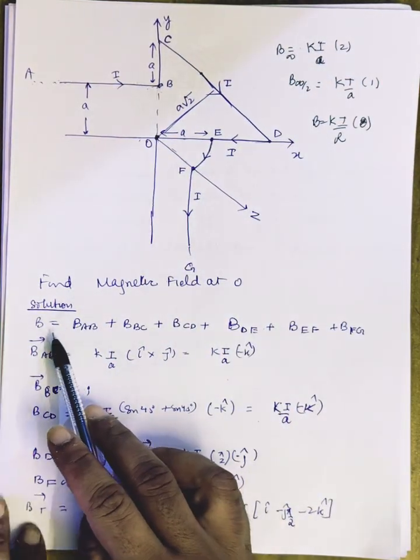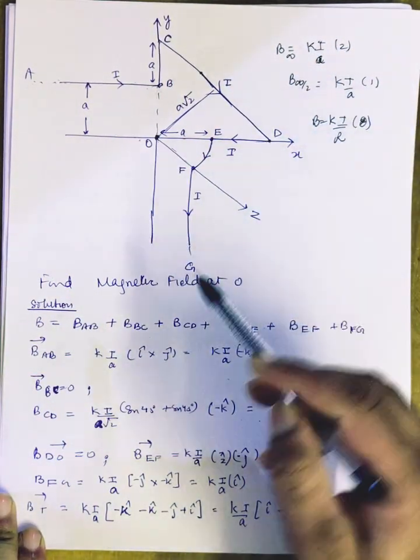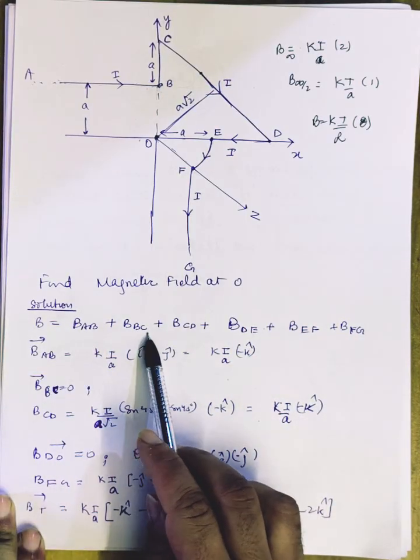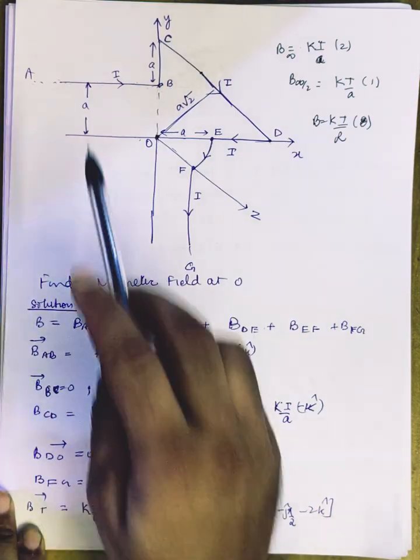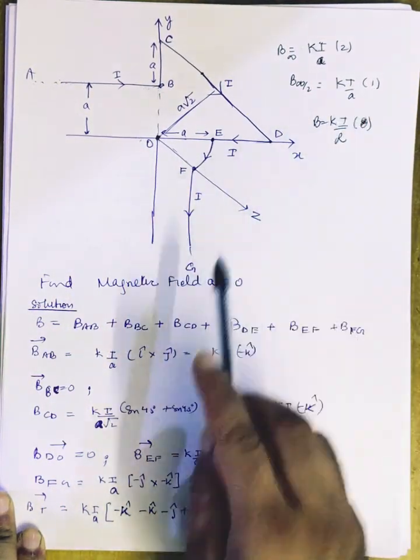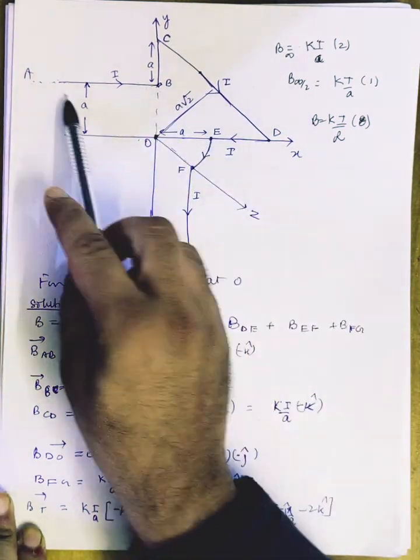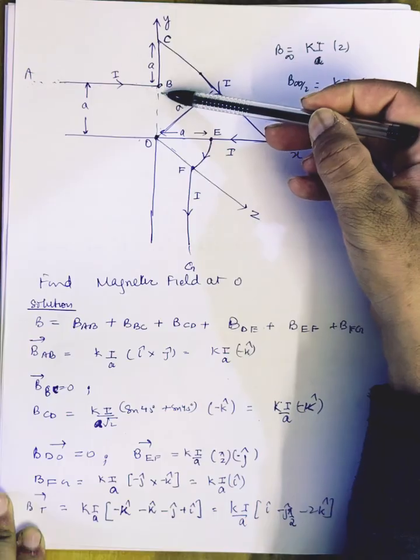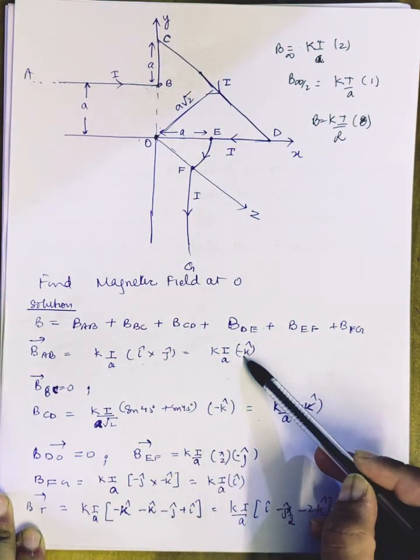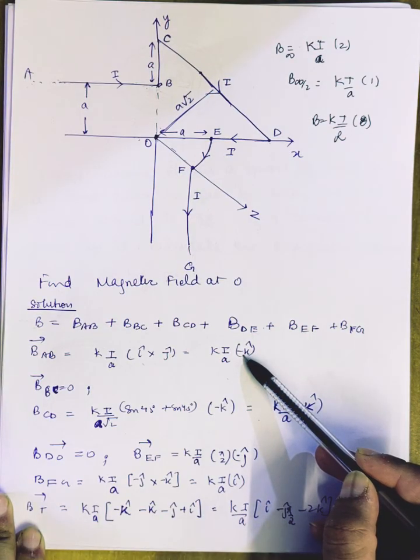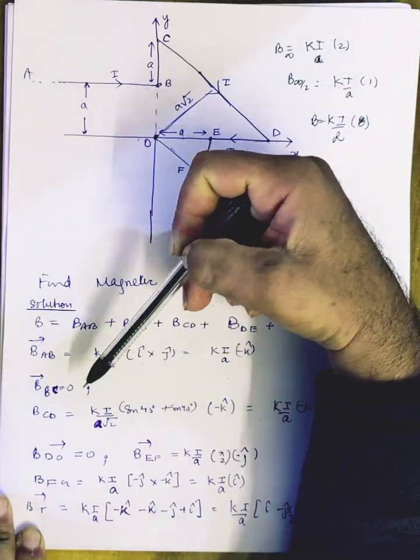Now let's find out. B is for AB, BC, CD, DE, EF and FG. That is what I have written: AB, BC, CD, DE, EF and FG. Now let's find B for AB separately. As I told you, Ki by A into 1, and then I will use the cross product of current with the position vector of the point of interest. The current is i cap, and the point is downward, so minus j. I cross j is k, and with the minus it is minus k. So we got the answer. Let's talk about BC. BC is passing through the point O, so there is no magnetic field due to it.